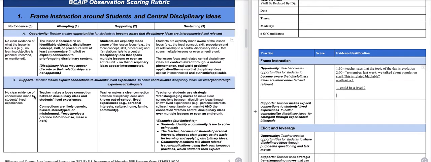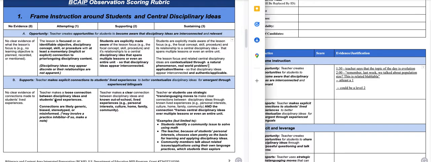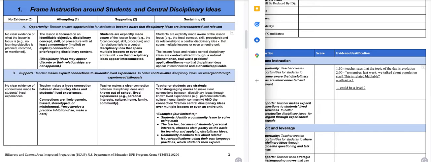Okay, so for supports, we are going to be really looking for connections to students' knowledges, students' lived experiences. So to get to a level 1, we would need to see a teacher making at least a loose connection between ideas, the disciplinary ideas, and students' ideas or lived experiences. It doesn't need to be very sophisticated to get to a level 1. This is a very unsophisticated version of this practice.